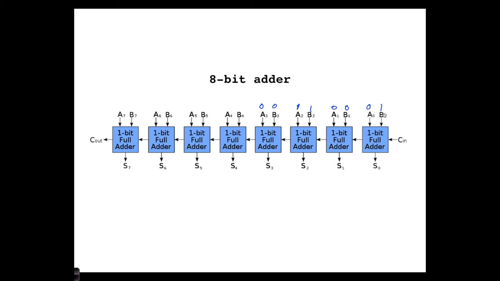And what's going to happen? 0 plus 1 is 1, no carry. 0 plus 0 plus 0 is 0, no carry. 1 plus 1 plus 0 is 0, and then we have a carry. 0 plus 0 plus 1 is 1 with no carry. I was confused how the carry works. Right? That's how that works.